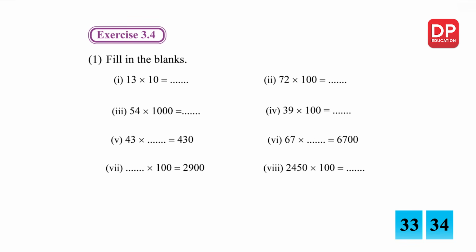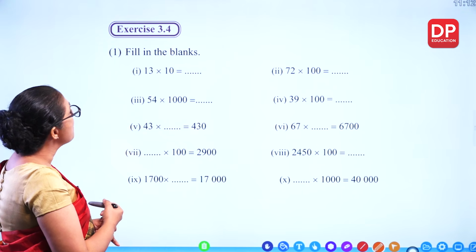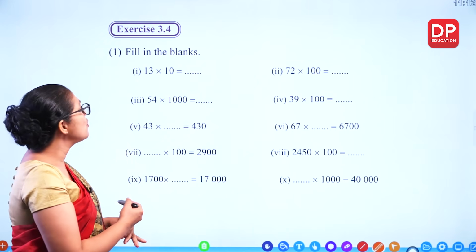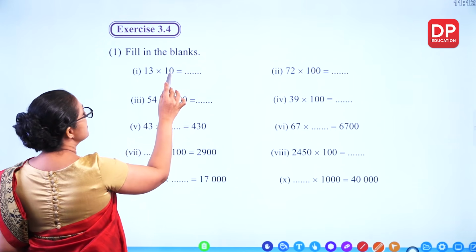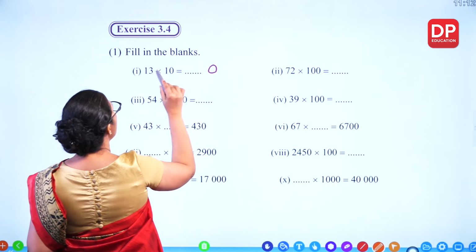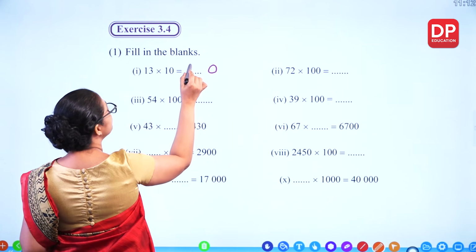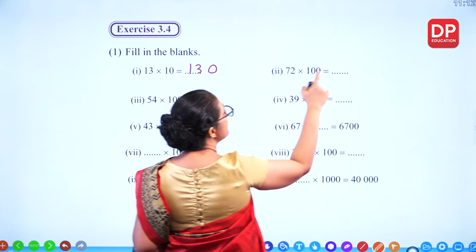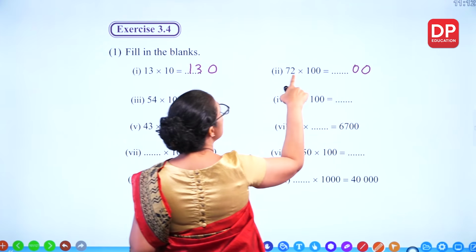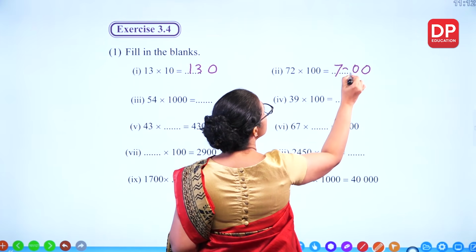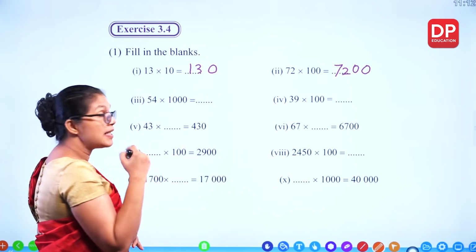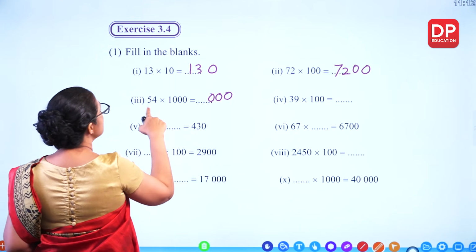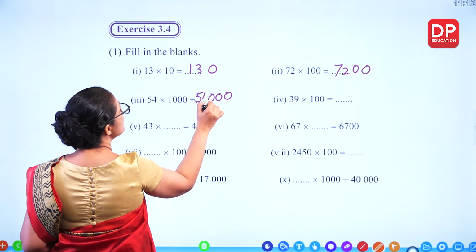Exercise 3.4. Fill in the blanks. Multiply by multiples of 10. So what you do? We put zeros. Multiply by 10 means put a 0 and multiply by 1. You get 30. Multiply by 100 means you put 2 zeros and multiply by 1. 72. Multiply by 1000 means put 3 zeros and multiply by 1. It's 54.